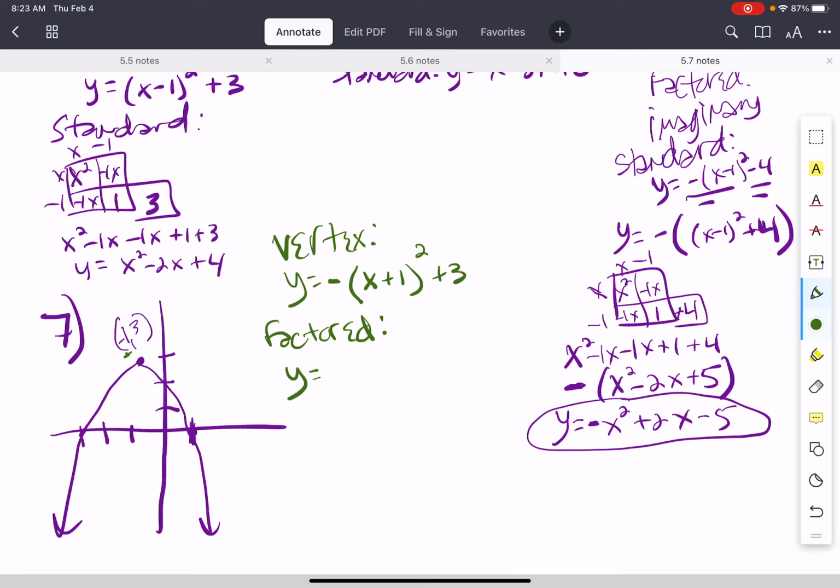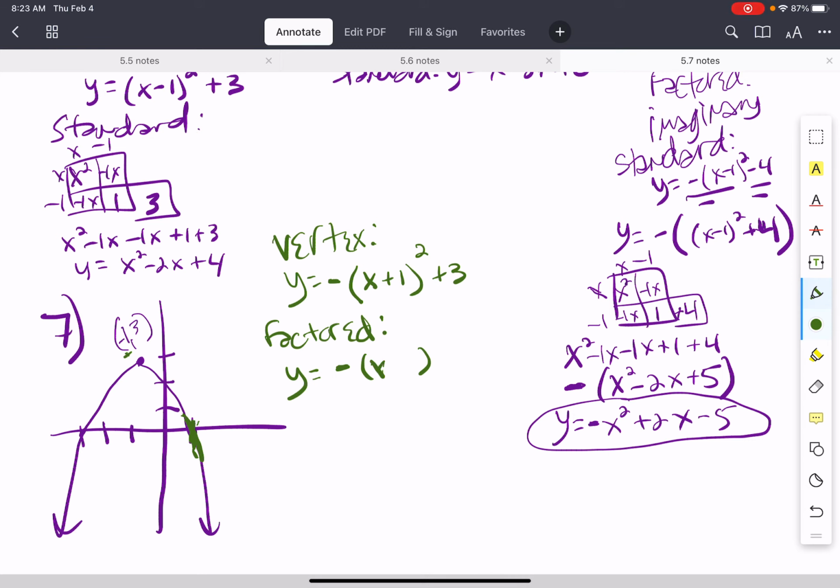Now for my factored form, it still opens down. It still needs the negative. Can someone raise their hand and tell me what factor goes with this first x-intercept, the 1? Can someone tell me what factor goes with the 1 x-intercept? Does no one know, or no one wants to raise their hand and tell me? x minus 1 or plus 1? Well, which one is it? It is the minus 1.